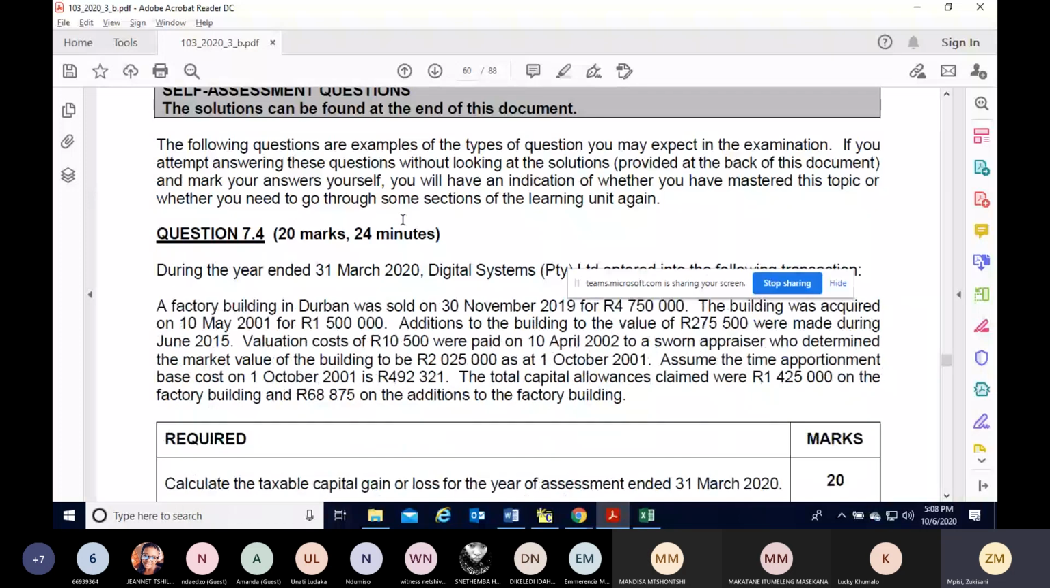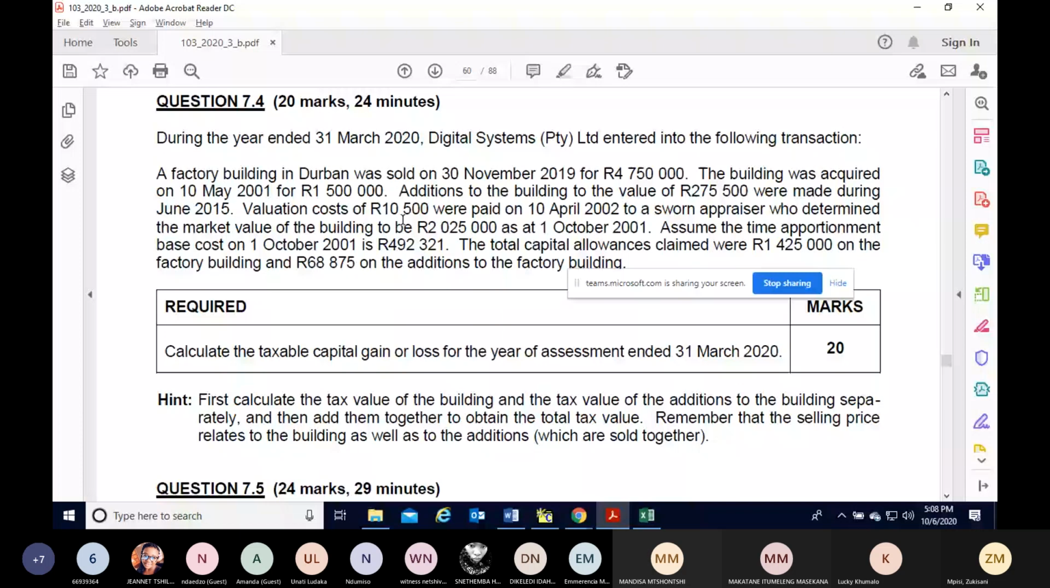So the question that we are going to attempt again is question 7.4. And then after we are done with 7.4, we are going to do 7.5. Are there any questions so far? I repeat, we are quickly going to do 7.4, and then from 7.4, we are going to do the last question, which is 7.5.